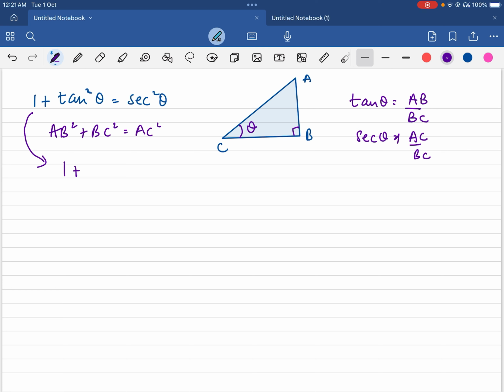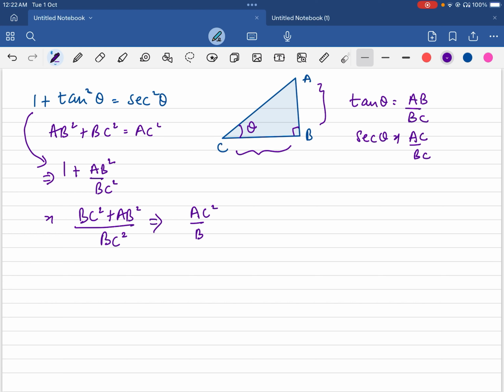Okay, so let's just do it. 1 plus tan square theta, we will put AB square upon BC square. Let's solve it further. It's going to be BC square plus AB square upon BC square when you take the LCM. Now BC square plus AB square is equal to what? AC square. AC square upon BC square.